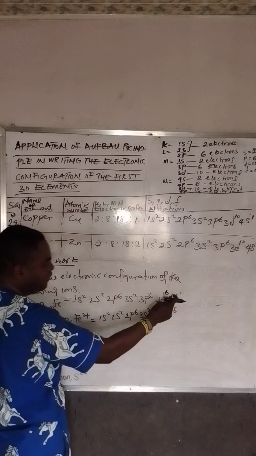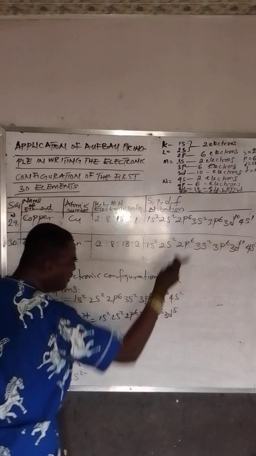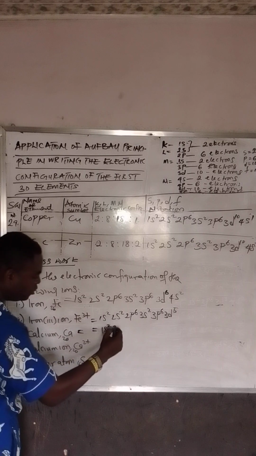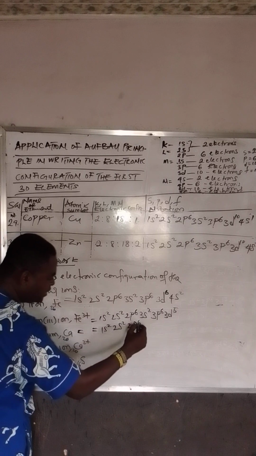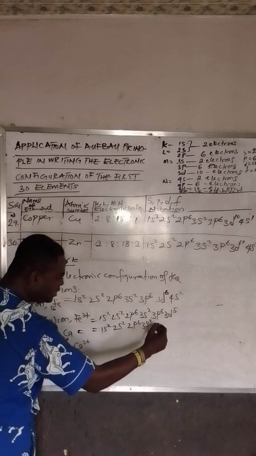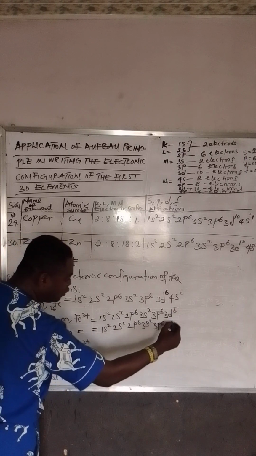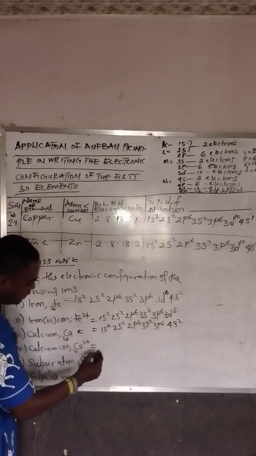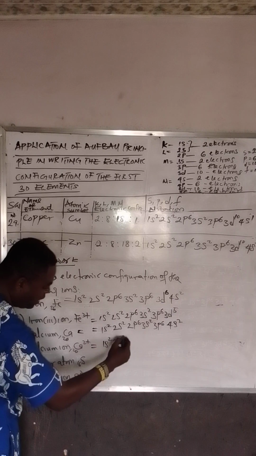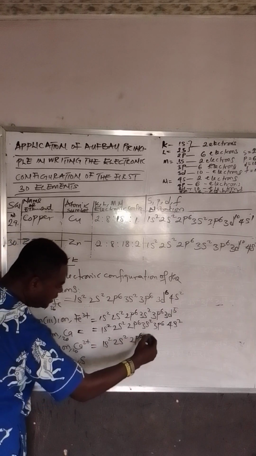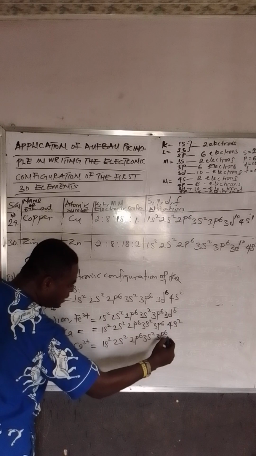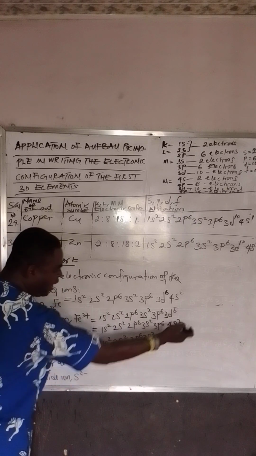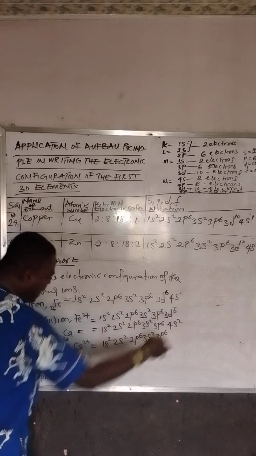Now, because it has lost 3, 4s has done with its 2, then only 1 from here. Then for calcium, the atomic number is 20. That's 1s2, 2s2, 2p6, 3s2, 3p6, no 3d like I told you, 4s2. But what then happens when it is a calcium ion? Calcium ion will now be 1s2, 2s2, 2p6, 3s2, 3p6. Now, 3p6, if it loses 2 electrons, then the 4s that is carrying the 2 will go. You start from the back.